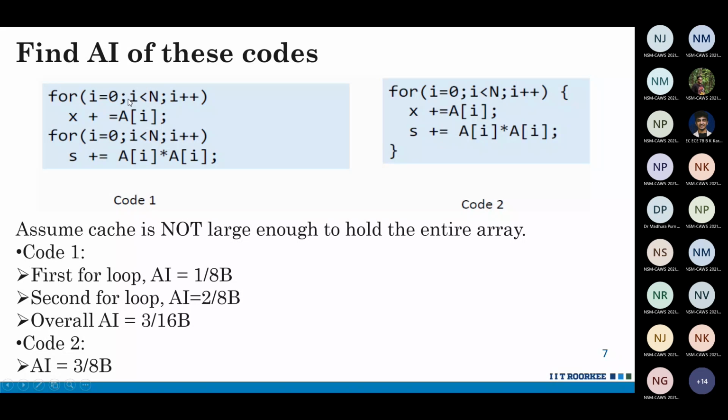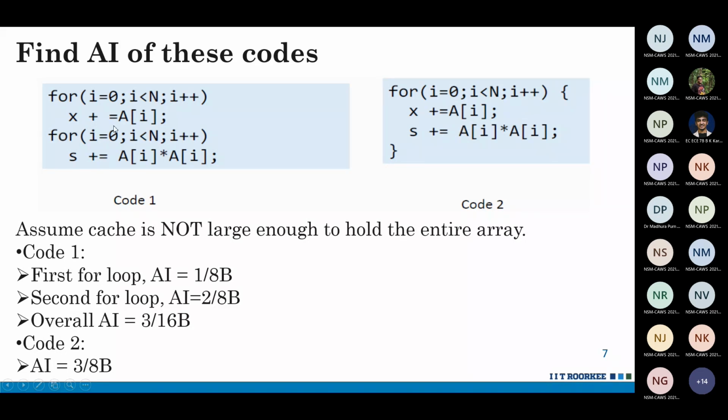And for code one, the total AI, if you see, we are fetching A[i] two times. So we are totally fetching 16 bytes and we are totally doing three computations. So AI is 3 by 16 bytes. But in code 2, we will fetch A[i] only once. We won't fetch A[i] twice.